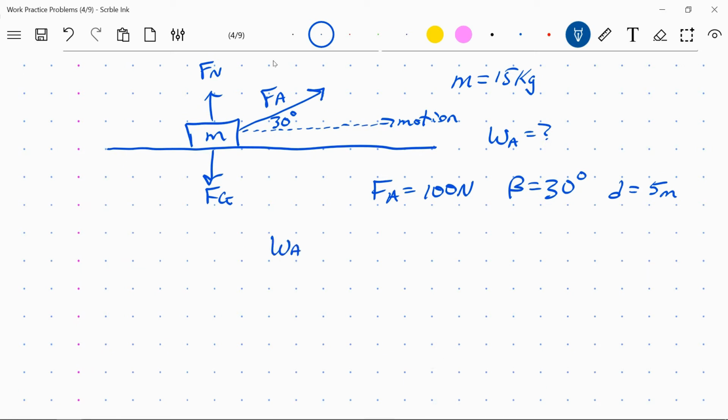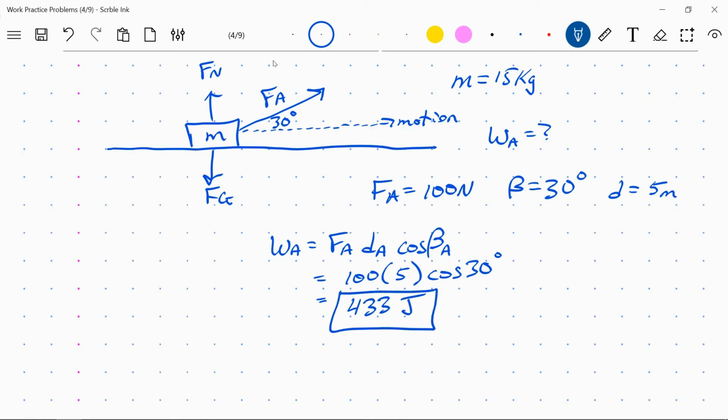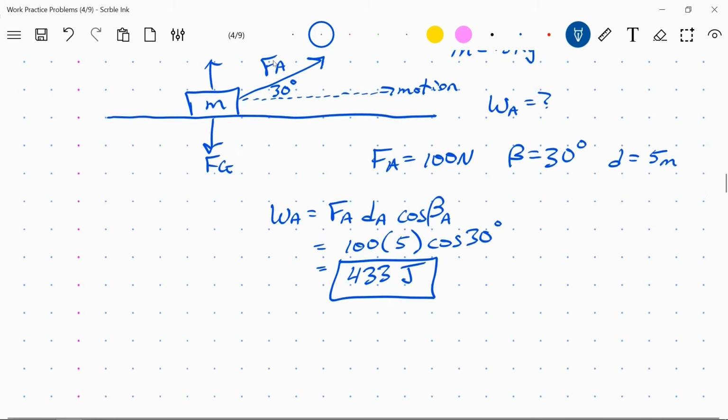Okay, so work done by the applied force is equal to the force applied, the distance over which it applied that force, times the cosine of beta as it pertains to the applied force. So this is the 100 newtons, the distance of 5, times the cosine of 30 degrees. The first part is pretty easy, 500, but I'm going to use a calculator and multiply that by the cos of 30 to find an answer of 433 joules. And that should do it for that one.